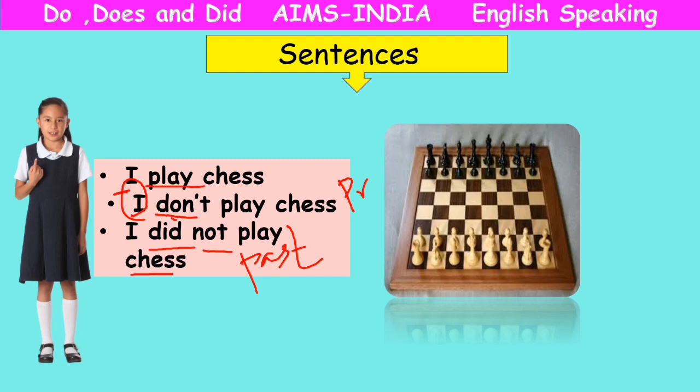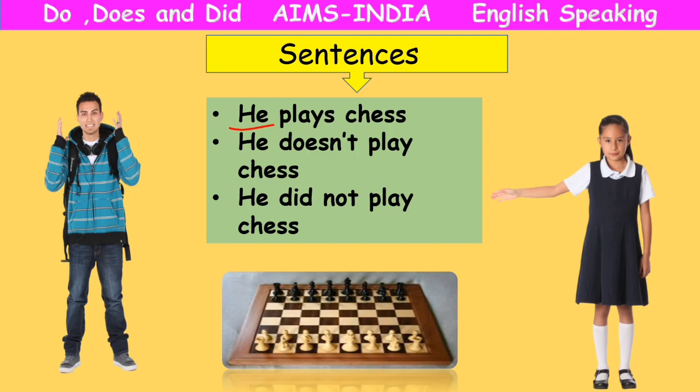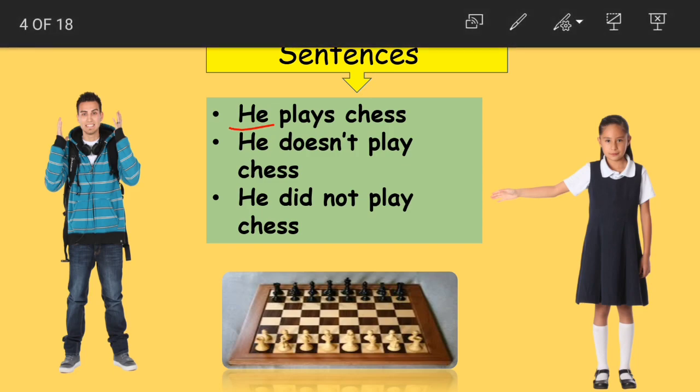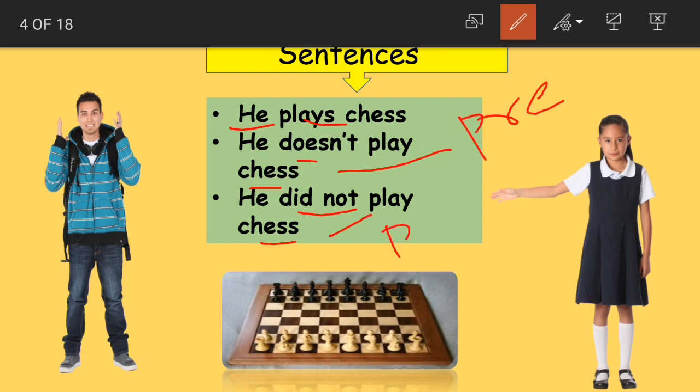So I play chess. But when it has come to he, he plays chess. For he, again the do form is going to change as does. So he does not play chess. He did not play chess. This sentence is again in present tense, and this sentence is in past tense. That is why we have used did not. He does not play chess.